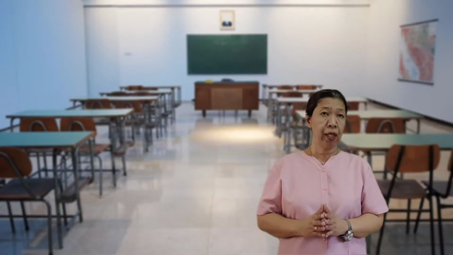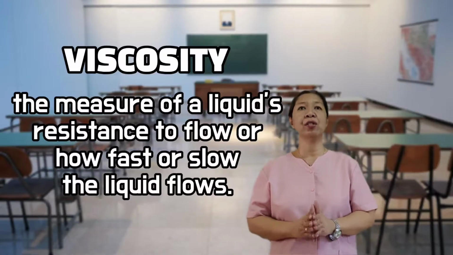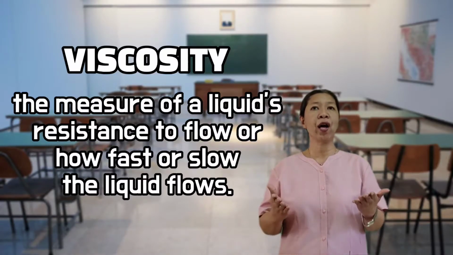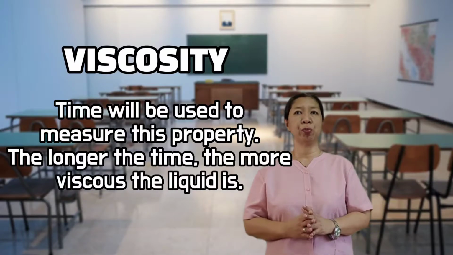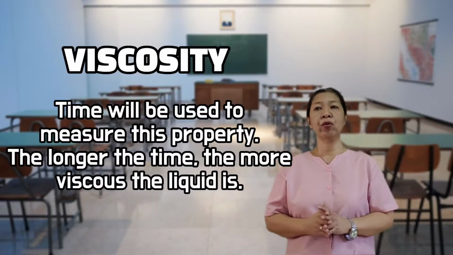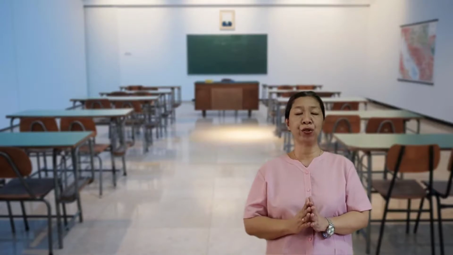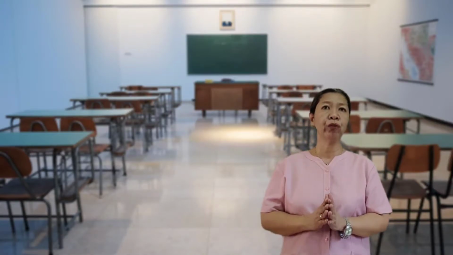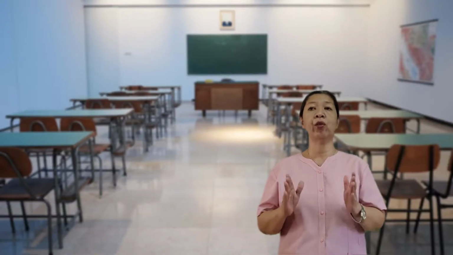The second property of common organic compounds is the viscosity. Viscosity is the measure of the liquid's resistance to flow, or how fast or slow the liquid flows. Time will be used to measure this property. The longer the time, the more viscous the liquid is. Example, lotion. Lotion flows slowly on a flat surface, while water flows fast. Therefore, the lotion is more viscous than water.